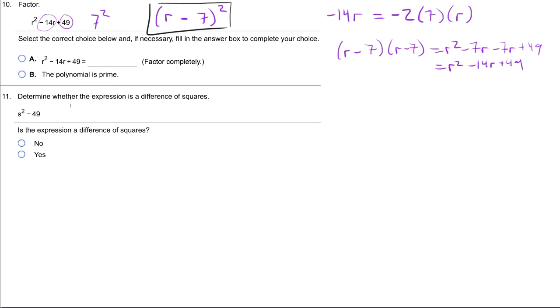Now, we want to determine whether the expression is a difference of squares. Difference. Minus sign. Check. Squares. I have s squared and I have 7 squared. Check. Is it a difference of squares? Yes. And what would it equal if I was to factor it? It would be s plus 7 times s minus 7. Great.